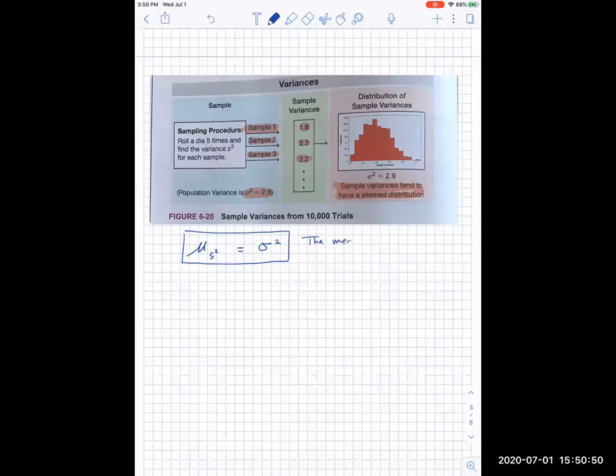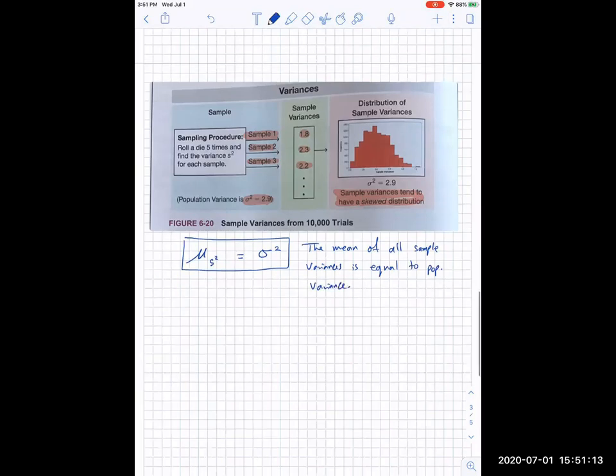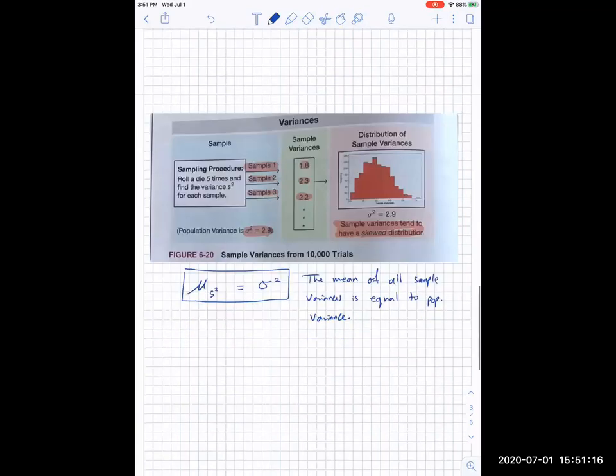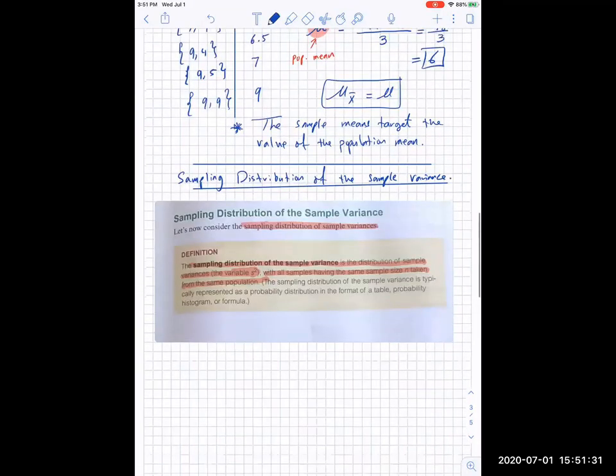The mean of all sample variances is equal to the population variance. So again, the sample variances are concentrated around the population variance, so they target the population variance. Let me show you guys an example here.